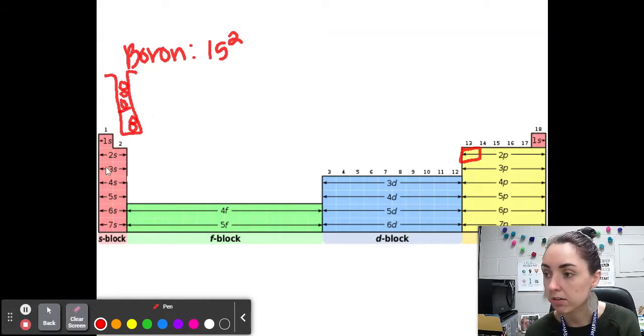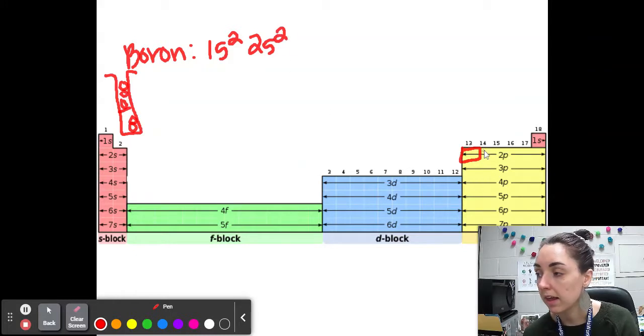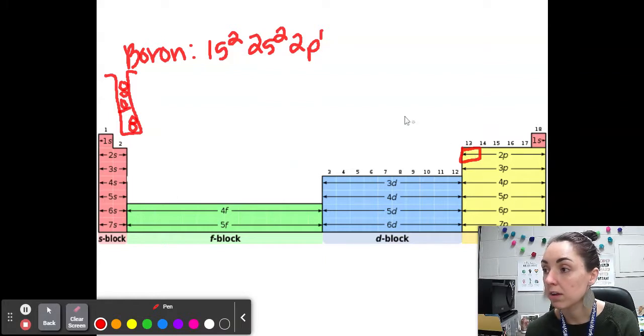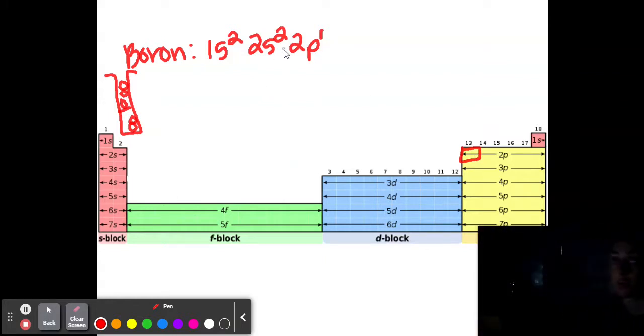And boron's over here. So to get over there, we have to go through the 2s. And the 2s is full. So we write 2s2. And then you see we're over in the 2p section now. But there's only 1 electron in the 2p section. Boron's only 1 in. So as long as we're talking neutral atoms here, that's just 1 electron. So the electron configuration is 1s2, 2s2, and 2p1.